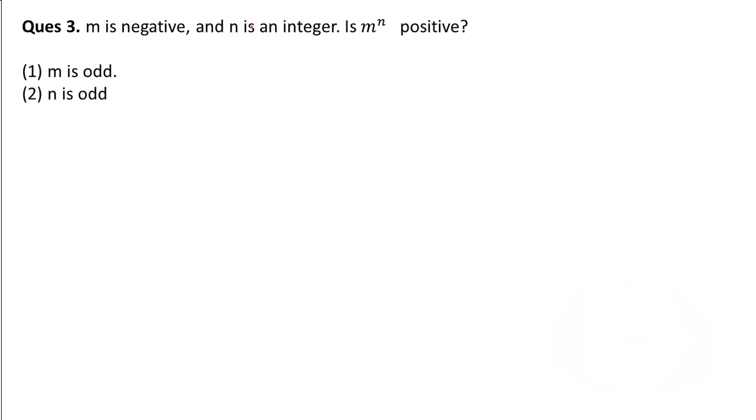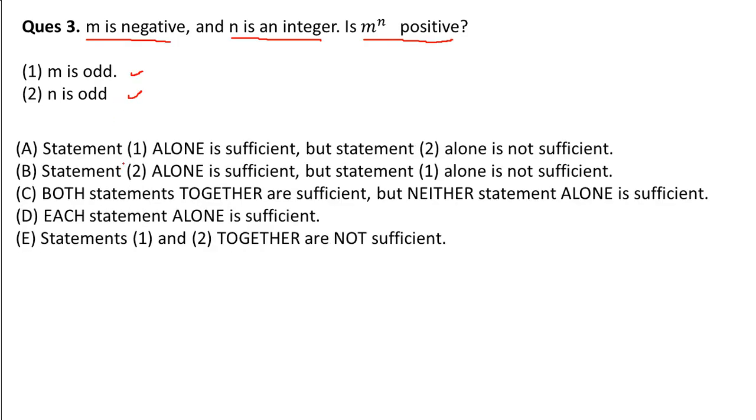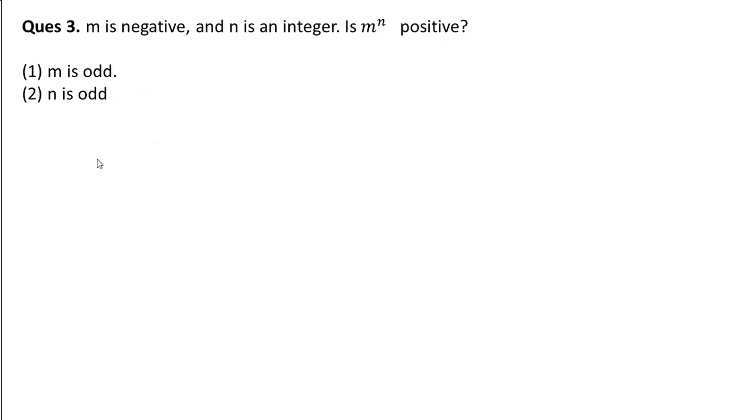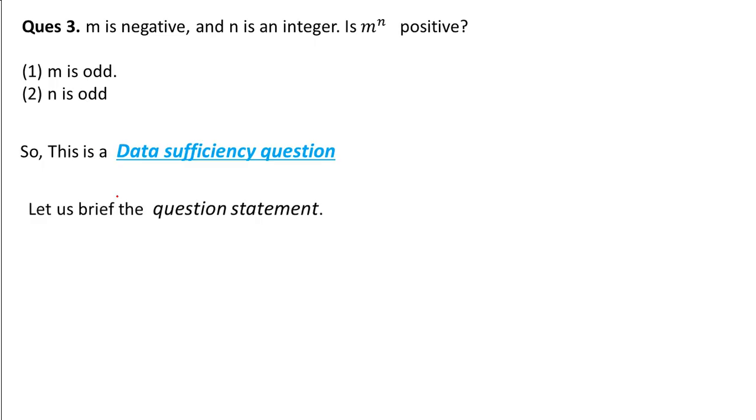Let us move forward and have a look at question number 3. It says m is negative and n is an integer. Is m to the power n positive? The statements are m is odd and n is odd. Again a DS question. Let us brief the question statement. Here m is negative.